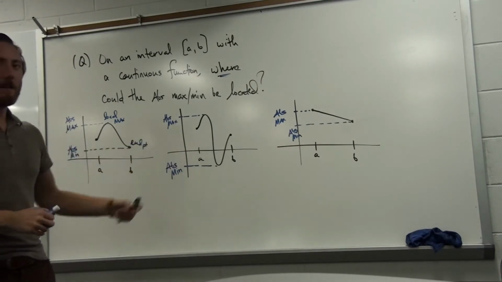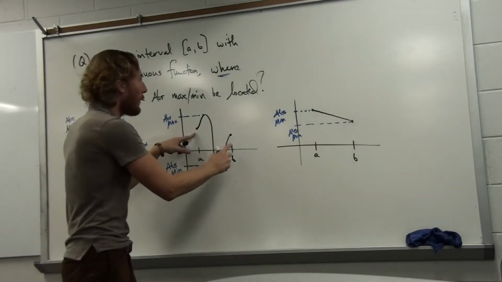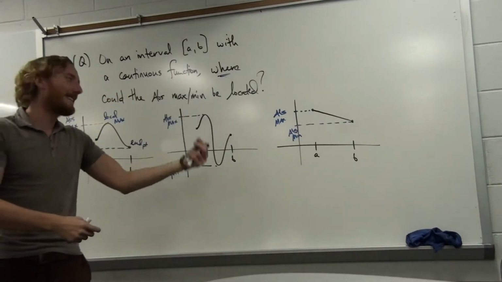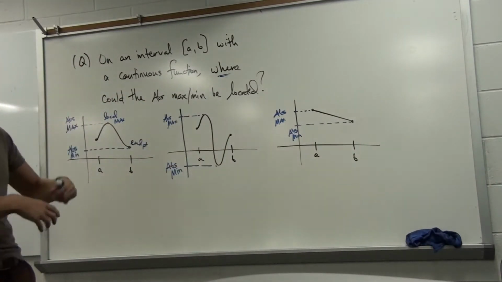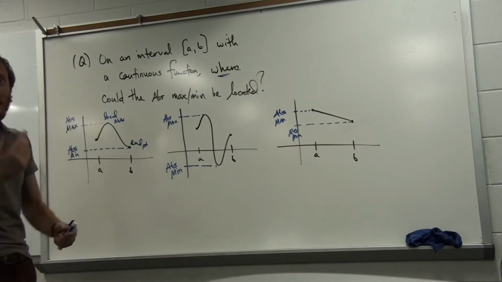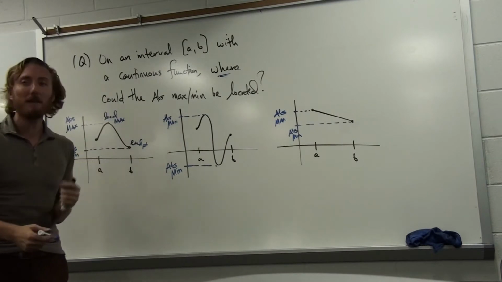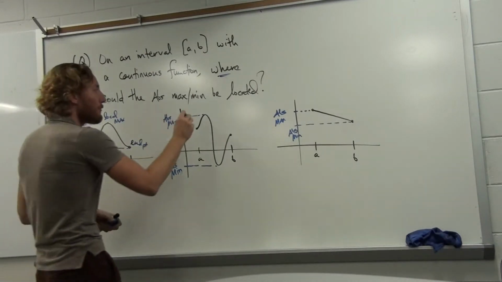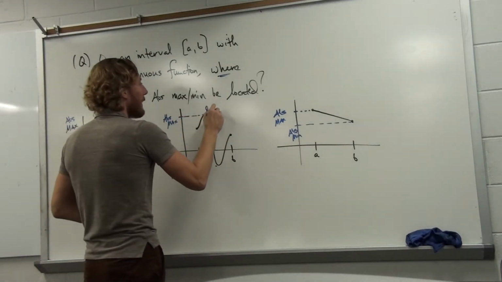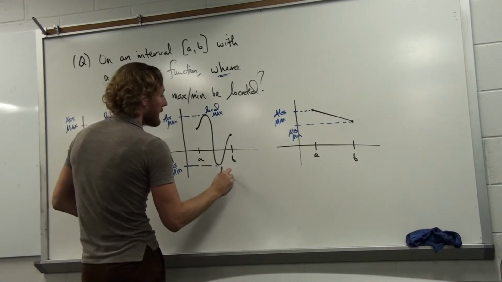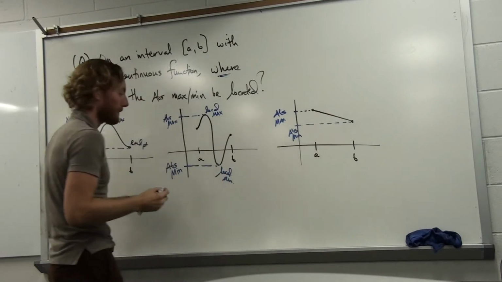What about this guy here? We've got a point at f of a, we've got a point at f of b, we're on the closed interval, we've got a continuous function, one continuous path all the way across, no asymptotes, can't extend infinitely high, infinitely low, hence we have an absolute max and an absolute min. In fact, you can see it based on the picture. The absolute max here is up here at a local max, and the absolute min is down here at a local min.